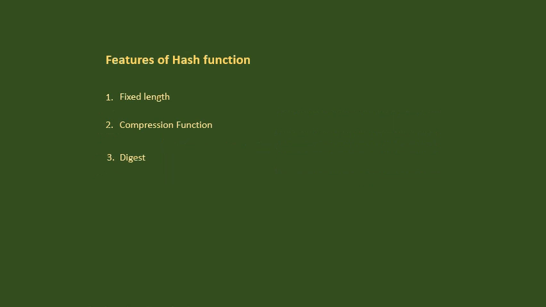Let's now go through some of the features of hash function. First, fixed length. The output or hash should be of fixed length. For example, when we use the function MD5, which refers to the Message Digest 5 function, it produces an output of 16 bytes or 32 characters. So input can be of any length or size, but the output remains the same at 16 bytes or 32 characters.